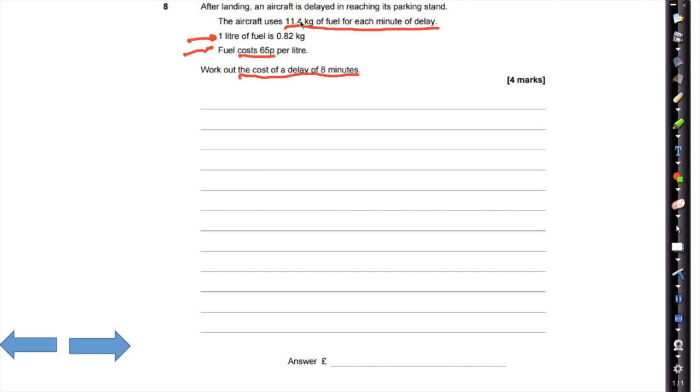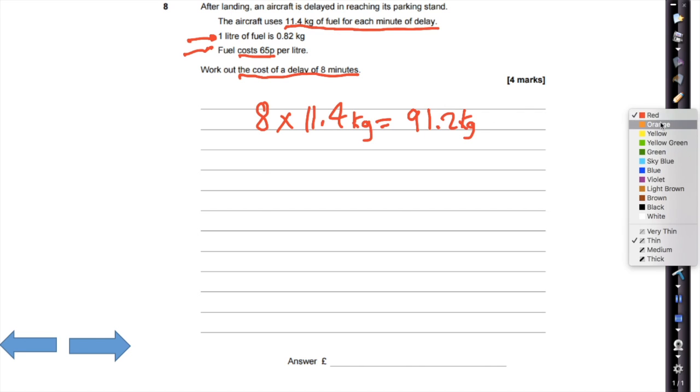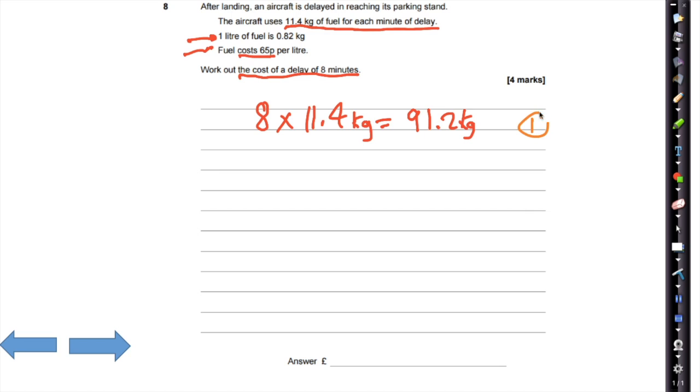Because if we work out how many kilograms of fuel that is, then we can convert it from kilograms to litres. And then when we've got it in litres, we can find out the cost because we're given pence per litre. So first of all, we're going to do 8 minutes multiplied by 11.4 kilograms, which will give us the total mass of kilograms that will be lost, and that's going to be 91.2 kilograms. So 91.2 kilograms, if you get that, that is your first of the 4 marks.